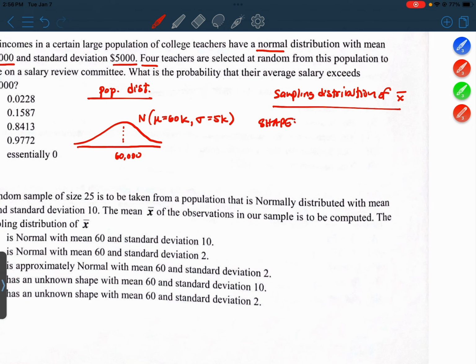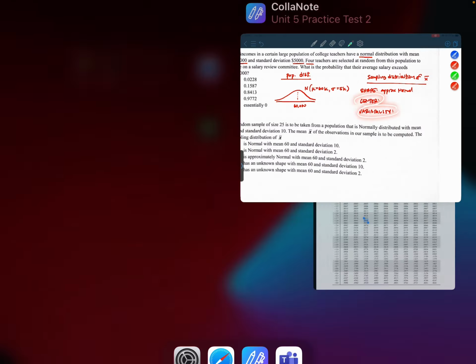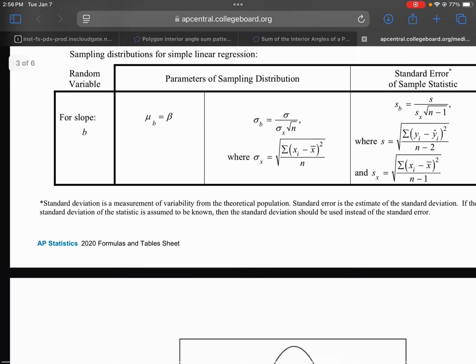All right, so in order for us to sketch the sampling distribution, we've got to know a couple things. We've got to know its shape, its center, and its variability. Shape's the easy one. Since the population is already normal, the sampling distribution will also be approximately normal. The center and variability, we can calculate.